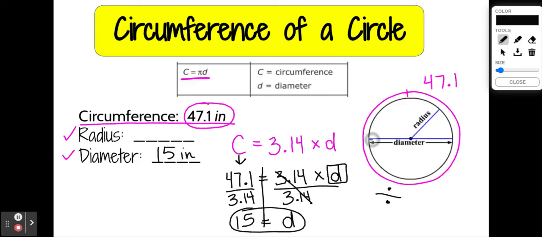That's the distance all the way across the circle. That's 15. Well, remember, radius is just halfway. So how are we going to find the distance halfway? Well, we could take 15 and divide it by 2. What is half of 15? Half of 15 is 7.5. So my radius here would be 7.5 inches. So I can use a work backwards strategy if we're given the circumference and we have to find the radius or the diameter.